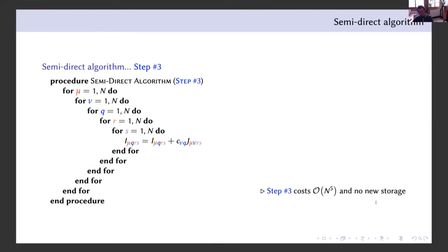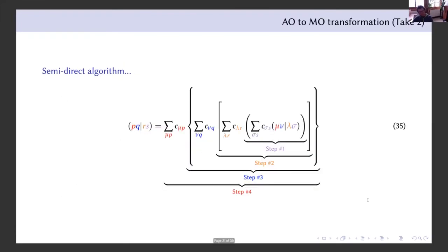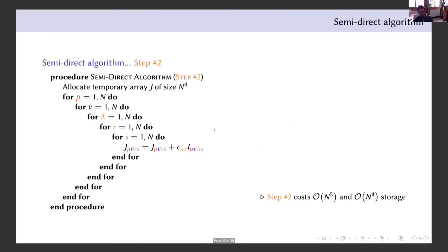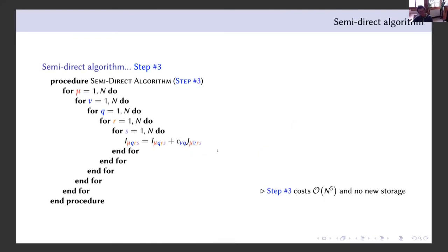So now I can do step number 3. Step number 3, remember, that's the blue summation. Now that I've accumulated I in J, I is free, so I can reuse it. I don't have to reallocate any storage. I can still use this I array that I've used in step number 2.